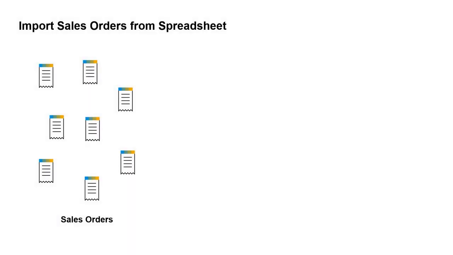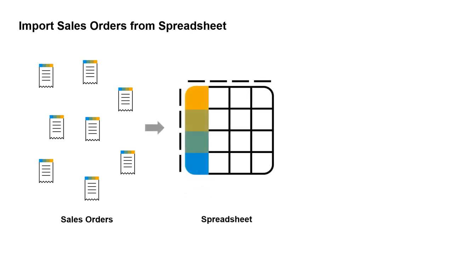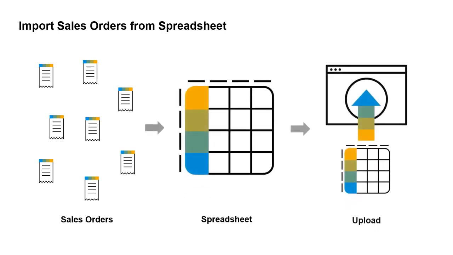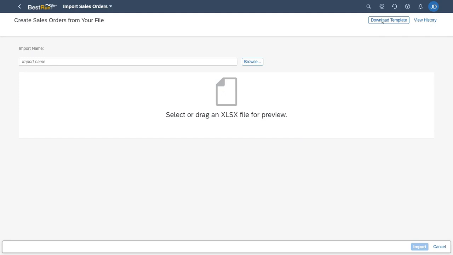Sales offices need to create sales orders quickly and accurately. With its import sales orders capability, SAP S/4HANA allows sales representatives to use a predefined, customizable Excel template for the upload of multiple sales orders with one click. Here's how it works. In the system, Kate opens the Import Sales Orders app and downloads the predefined template.